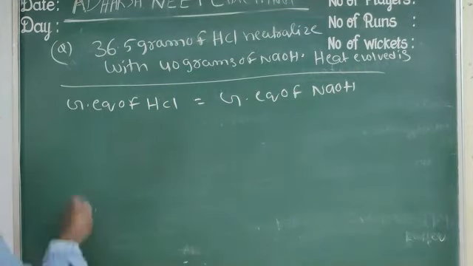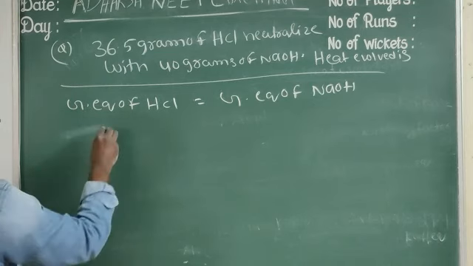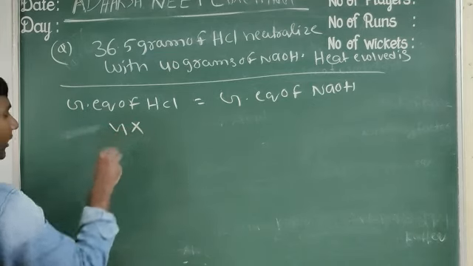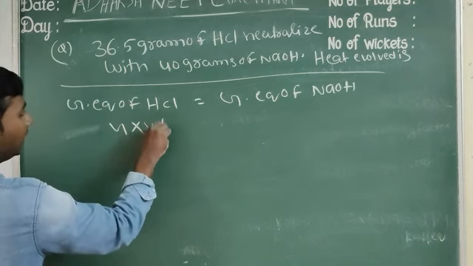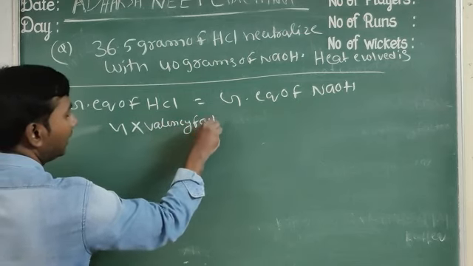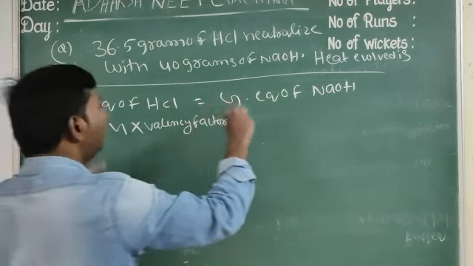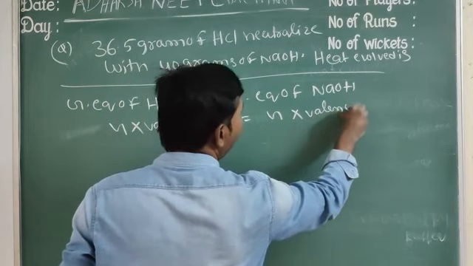Gram equivalent means number of moles. Direct shortcut, write: number of moles means n into valency factor. N into valency factor equals number of moles into valency factor.